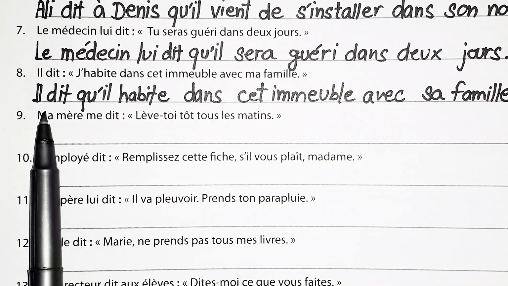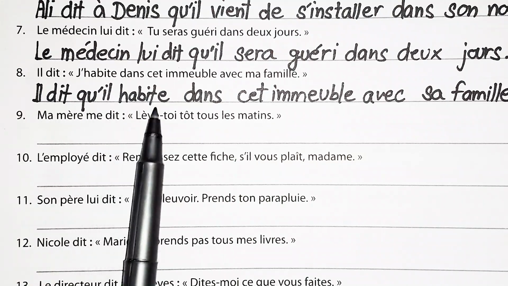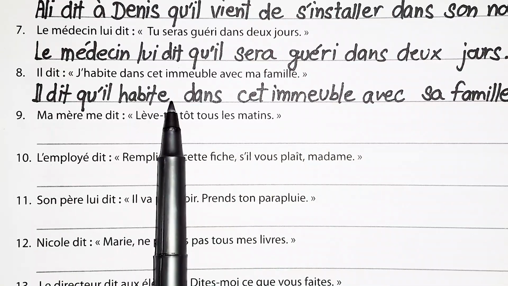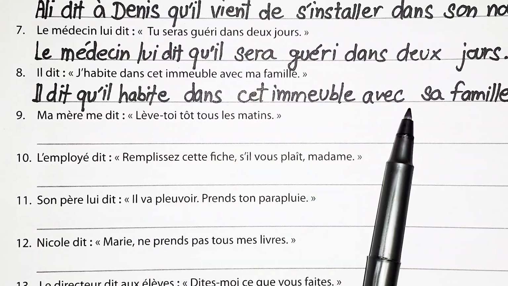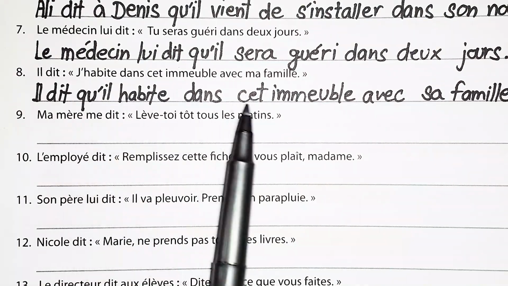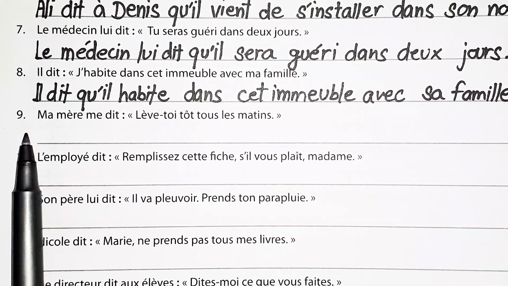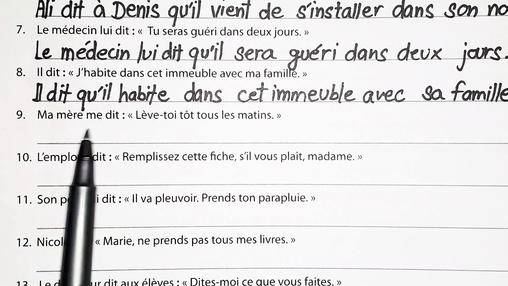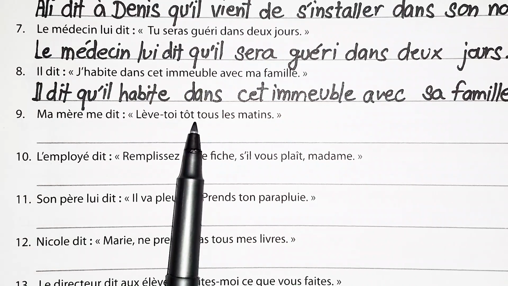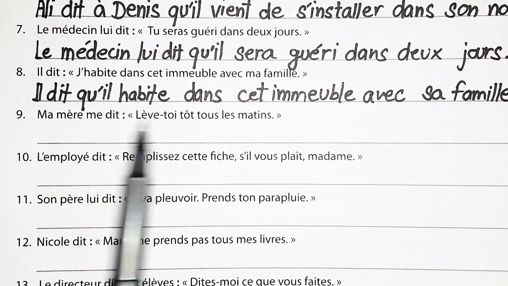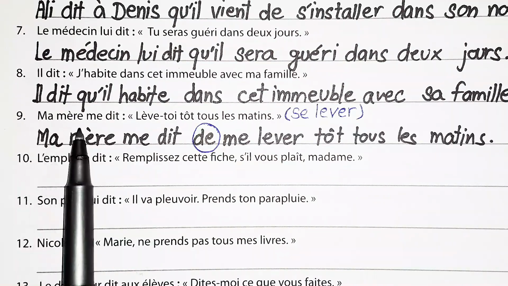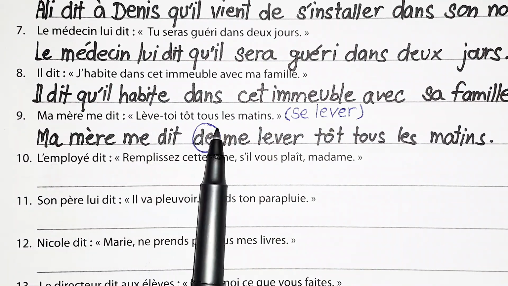And after changing it, it is like il dit qu'il habite dans cet immeuble avec sa famille, means he is saying that he lives in this building with his family. Okay, so we have changed ma with sa and je with il. Now the next sentence is ma mère me dit lève-toi tôt tous les matins. So when we have imperative cases, we use de to join both the sentences, and we use the infinitive form of the given verb. Ma mère me dit lève-toi tôt tous les matins.